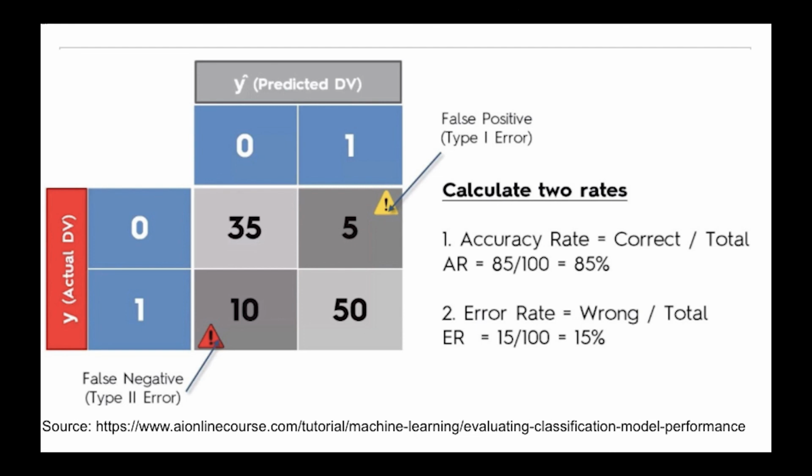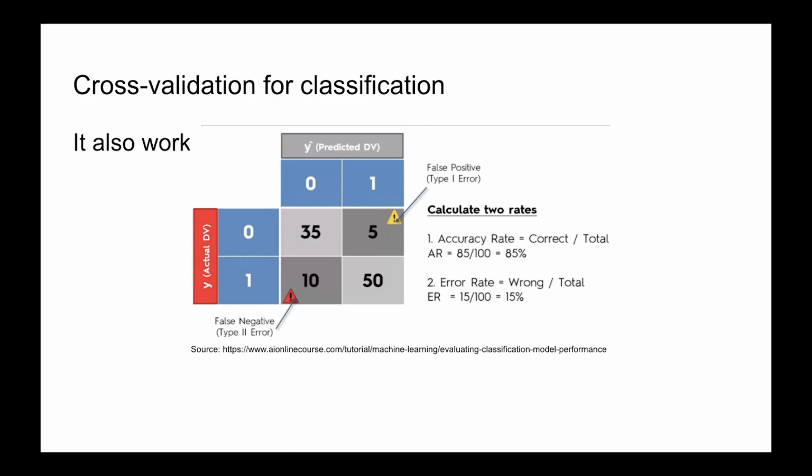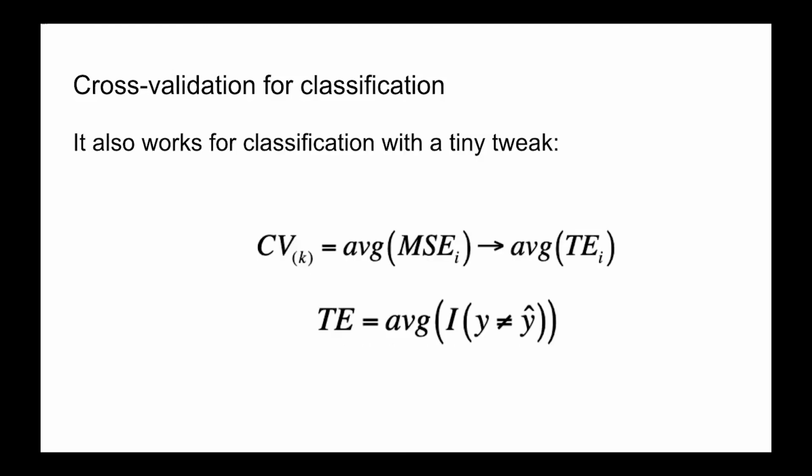If the real response value is 0 and you predicted it to be 0, that's a correct prediction. If you predicted it to be 1, that's a wrong prediction. So test error is the percentage of 0s and 1s predicted incorrectly. In the end, you compare the average incorrect predictions to decide which model is better.